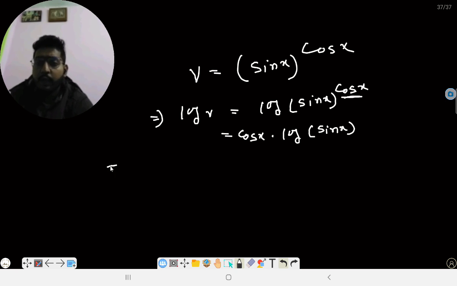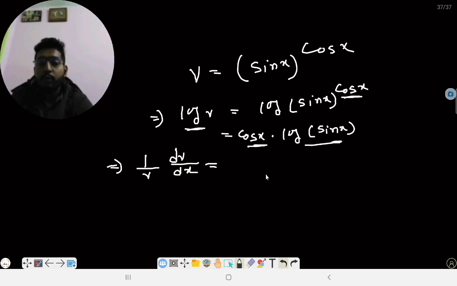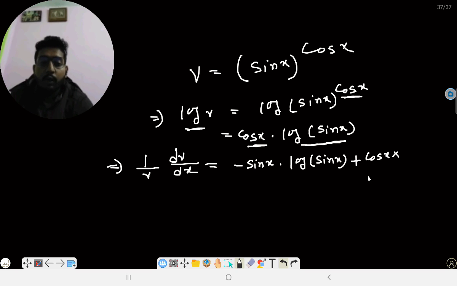Now if I differentiate, that will be 1 by v, since this is log v, and that will be dv dx. Again it is uv form. So what is the uv form? The differentiation of cos x will be minus sin x, and log will remain constant, that will be log of sin x, plus, now cos x is constant, into differentiation of log sin x. So differentiation of log will be what? 1 by sin, and differentiation of sine will be cos x.